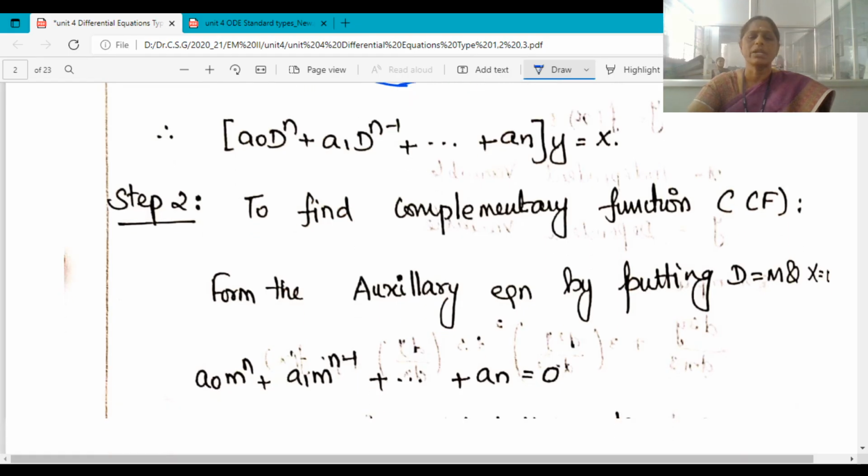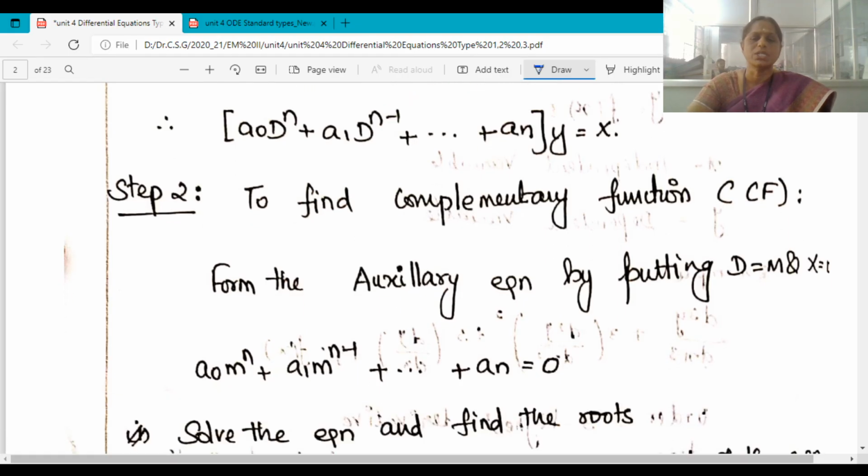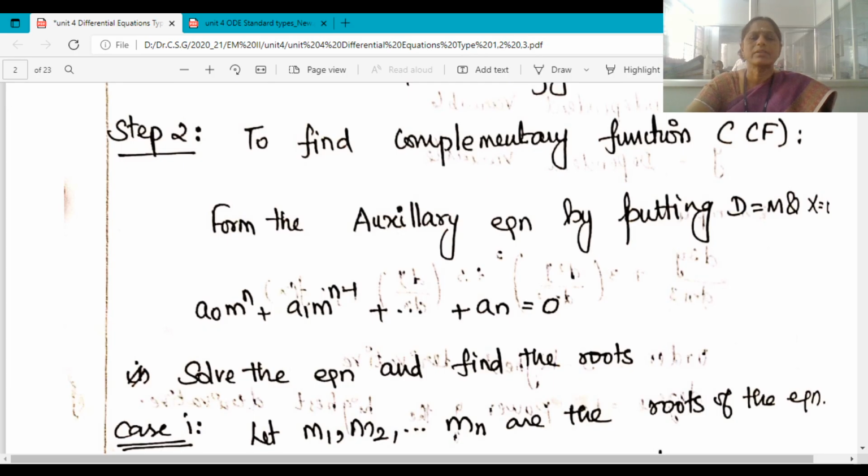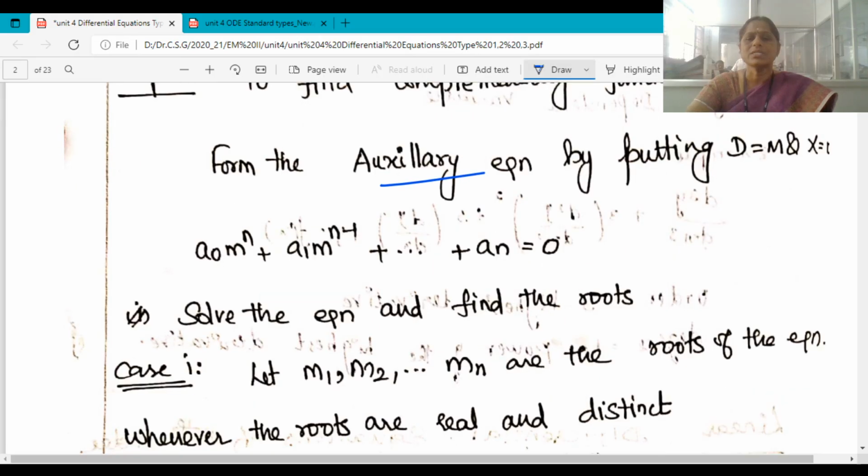In order to get the complementary function, first let us consider the homogeneous equation, that is (a naught D power n plus a1 D power n minus 1 etc. plus a n) y equal to 0. Let us consider the right hand side equal to 0. This is your homogeneous equation. Next we are looking for the auxiliary equation. The auxiliary equation is obtained by putting D equal to m. So it is a naught m power n plus a1 m power n minus 1 etc. plus a n equal to 0. Hope you understand that this is an nth degree equation. So when you solve this equation, you are going to encounter n roots.